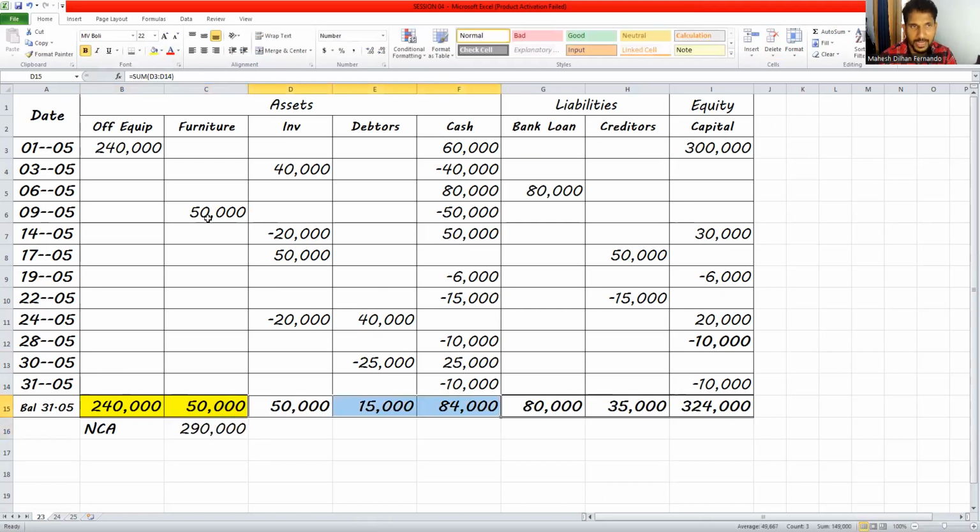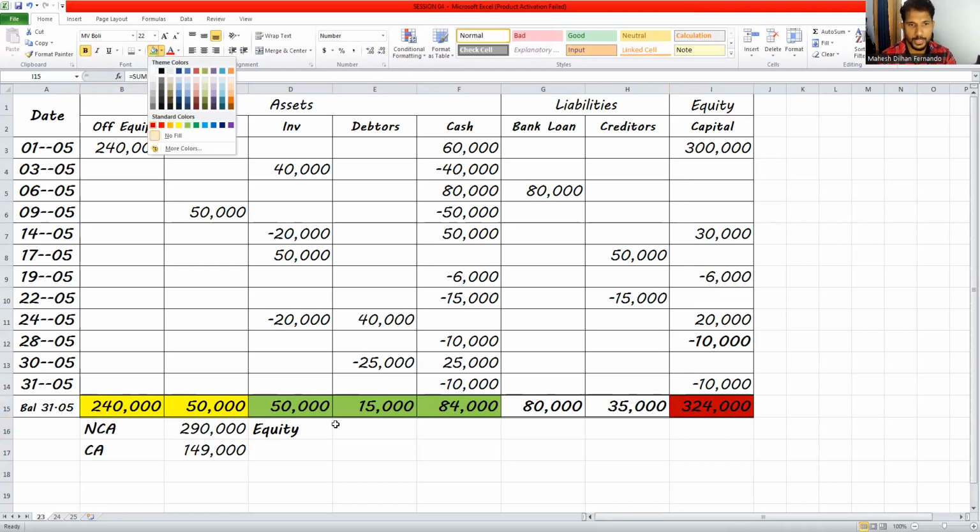Current assets. We have three current assets. It is 149,000. These are the current assets. Right? And then equity. Equity 324,000. Equity 324,000.